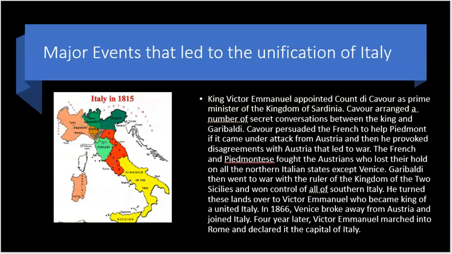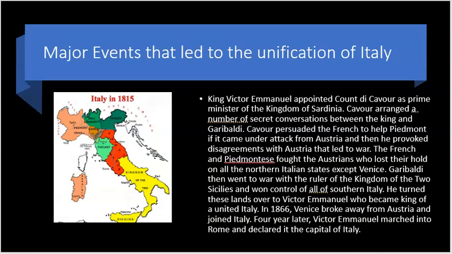Major events that led to the unification of Italy. King Victor Emmanuel appointed Count de Cavour as Prime Minister of the Kingdom of Sardinia. Cavour arranged a number of secret conversations between the king and Garibaldi. Cavour persuaded the French to help Piedmont if it came under attack from Austria, and then he provoked disagreements with Austria that led to war. The French and Piedmontese fought the Austrians, who lost their hold on all the northern Italian states except Venice.